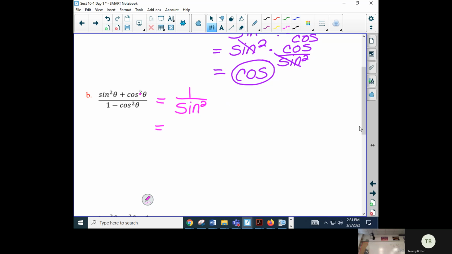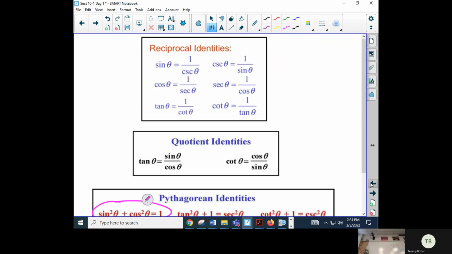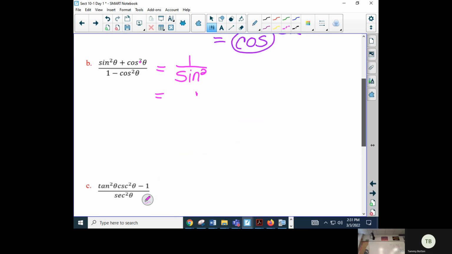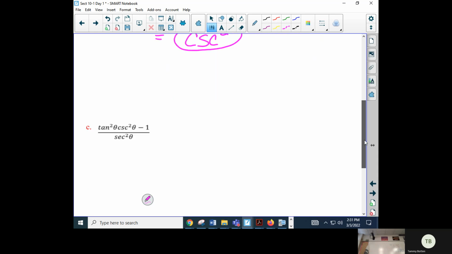What did you say? Not cosine, but cosecant squared. Do you get that? Because isn't cosecant 1 over sine? Right? So if we have 1 over sine squared, we could write that as cosecant squared. Okay? So this is cosecant squared. Then 1 more.